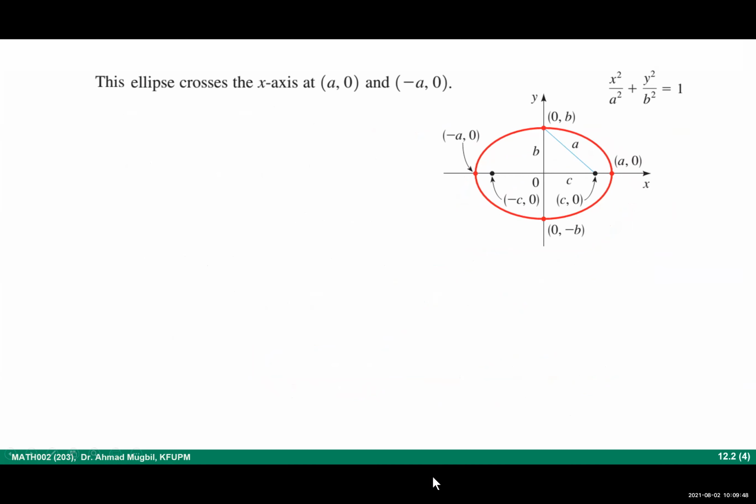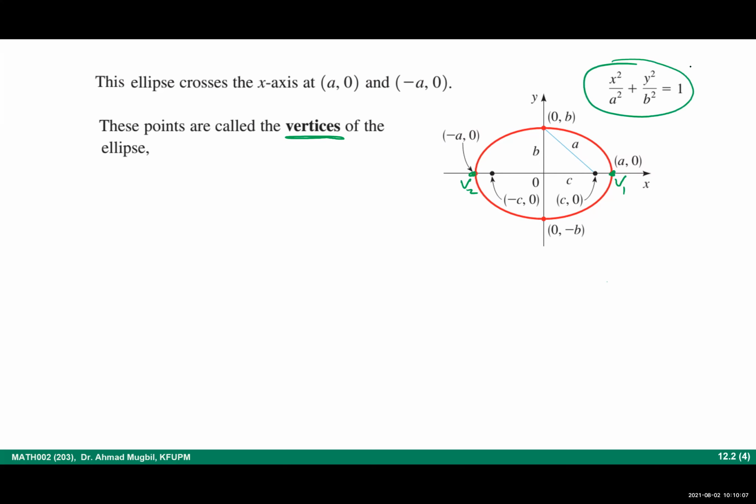But now we can see that the ellipse crosses the x-axis at these two points. We will call them vertices. This is vertex number 1, this is vertex number 2. So what are the coordinates of the vertices, ya shabab? A and 0, negative A and 0. Of course, this is when we have this equation. We are talking about this equation now.